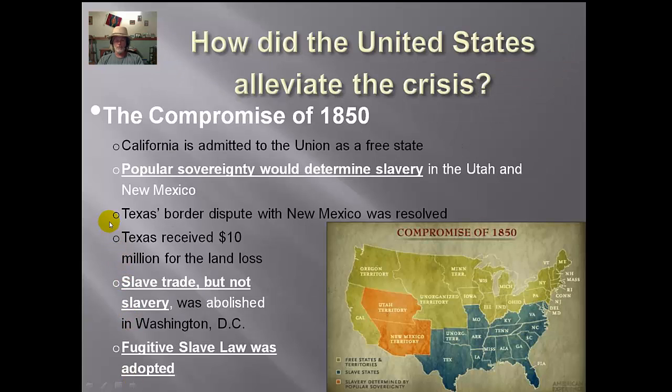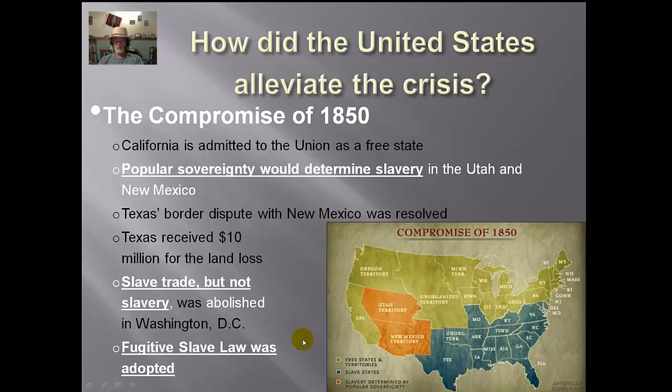How did the United States alleviate the crisis? Well, again, you had this whole political expediency to avert this crisis. In 1850, California is admitted to the Union as a free state, so we got California way out here. Popular sovereignty would determine slavery or free in the Utah and New Mexico territory. The Texas border dispute with New Mexico was resolved, and Texas received $10 million for the land loss. And this I always find kind of interesting: the slave trade, but not slavery, was abolished in Washington, D.C. So you couldn't trade, but if you had slaves, you could still own the slaves.